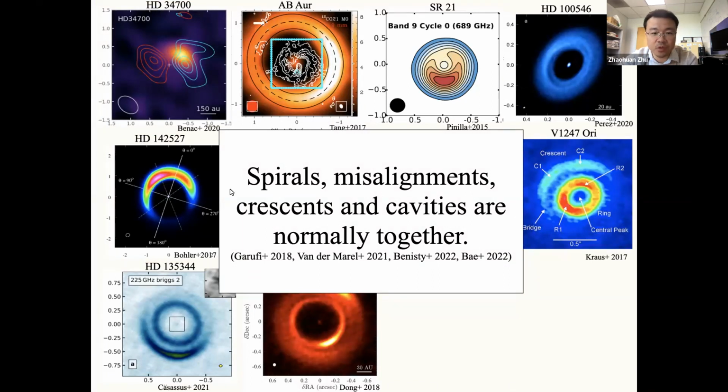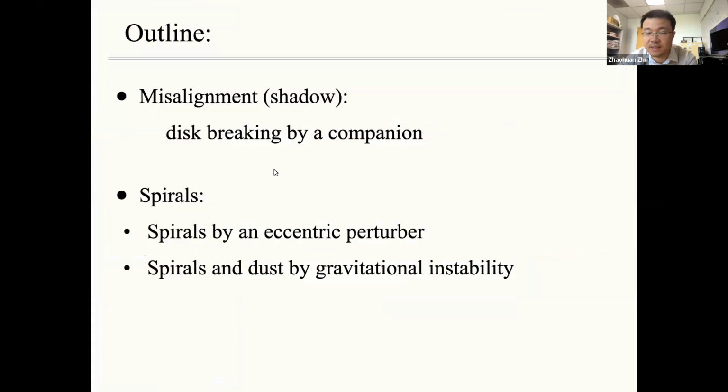One mechanism to explain most of these features is that you could have a giant planet or companion in the disk which breaks the disk. So this is what I'll talk about first: the disk misalignment and shadow. Then I'll talk about spirals, focusing on spirals excited by an eccentric perturber. And then finally, I'll give some theoretical arguments on how to form planets at early stages.